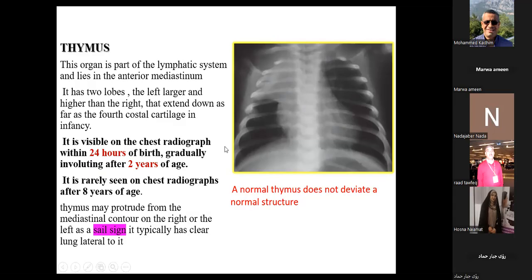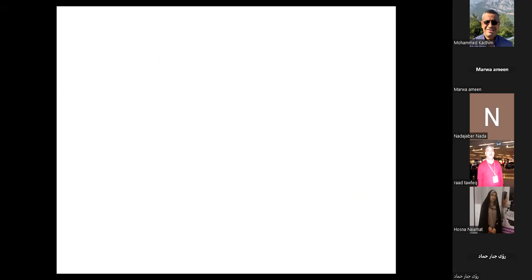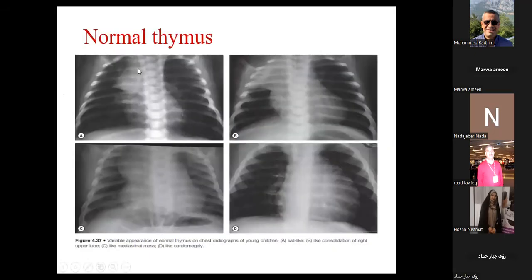The thymus may protrude from the mediastinal contour, on the anterior mediastinal contour on the right or the left, as the sail sign. It typically has a clear line lateral to it. A normal thymus never deviates normal structures. Normal thymus, as you see here, has different presentations. This picture is just like the sail sign, here is like a consolidation, picture B is just like a consolidation, picture C is just like a mediastinal mass, and diagram C is just like cardiomegaly.